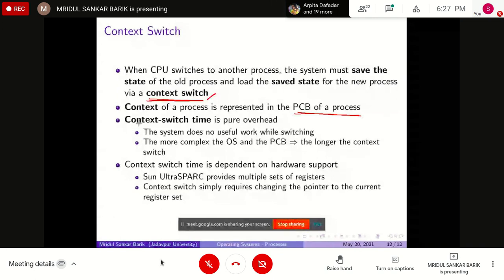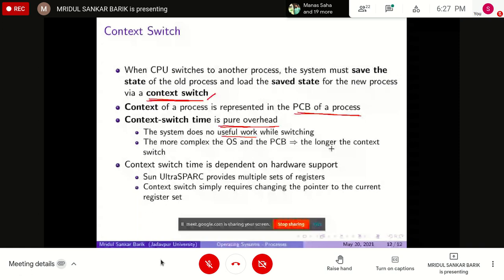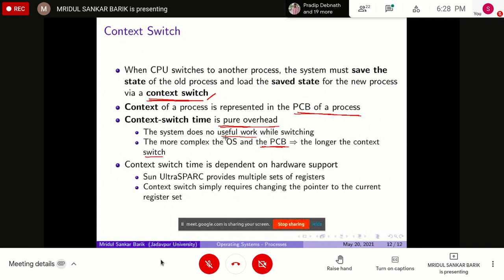And this context switching time is pure overhead. During this time the operating system is busy switching the context from one process to another process. None of the user processes are currently executing. So the system is not doing any useful work during switching. For a more complex OS and PCB, the longer the context switch. If the definition of the state of a process is more complex, then saving the state of a process and loading the state of a new process will involve much more time. So it will result in a longer context switch time.